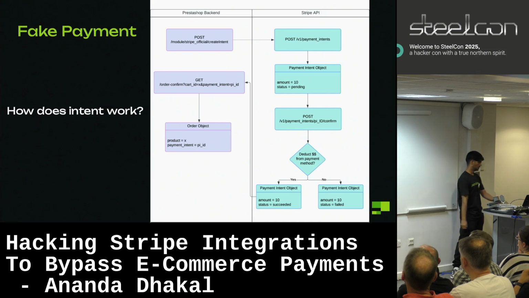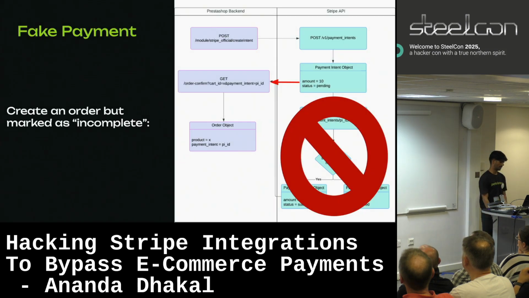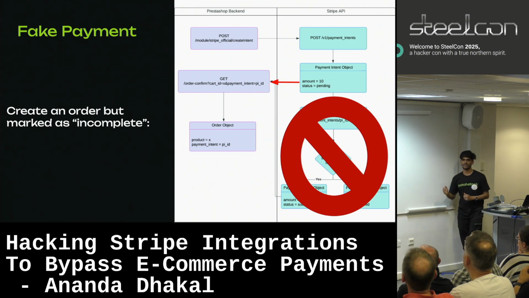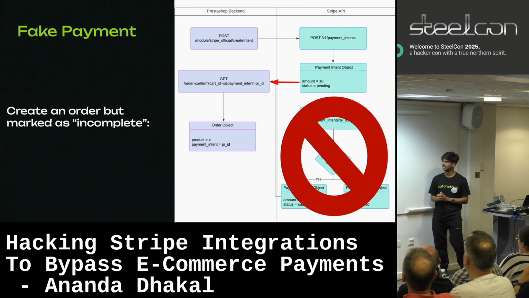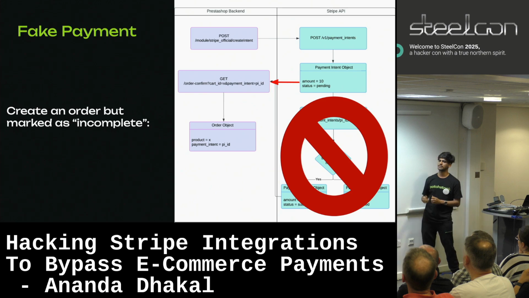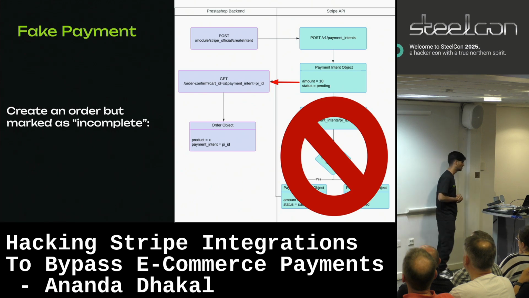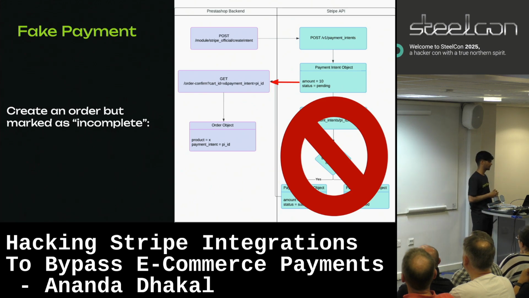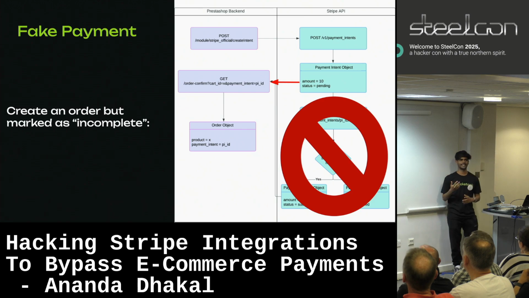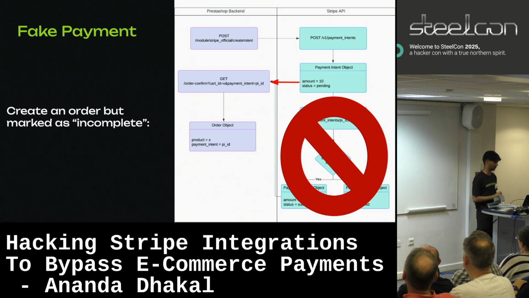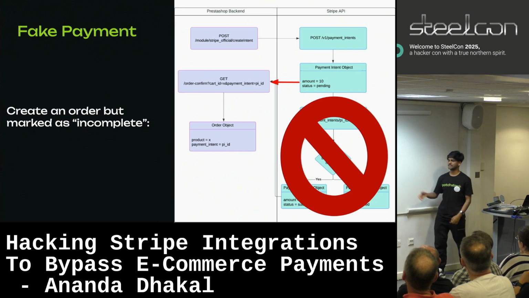So what I did was I basically skipped the part of paying for that intent, and I just went directly to confirming the order, creating an order. And because PrestaShop was not validating whether the status was succeeded or not, I was able to create an order, but it was marked as incomplete, because we haven't paid anything, right?